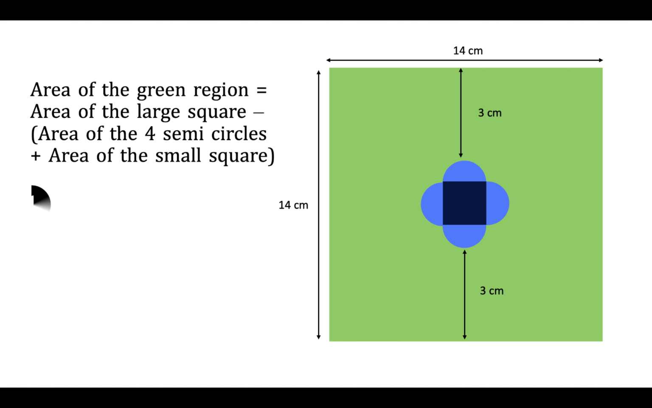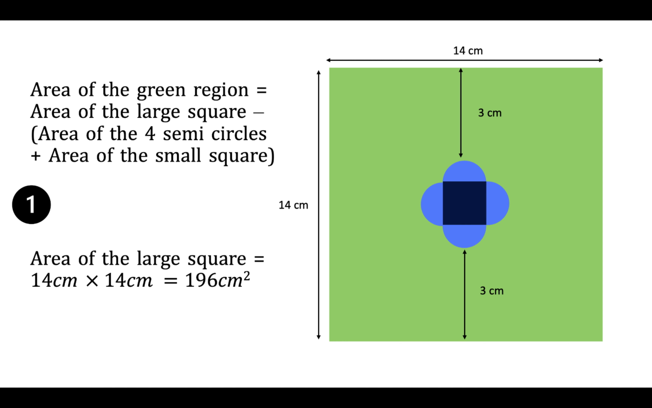So let's start by calculating the area of the large square. The area is 14 square, which is 196 centimeter square. So we have resolved one third of the problem now. Let's look at the area of the blue region, which is basically comprised of four semicircles and one square.